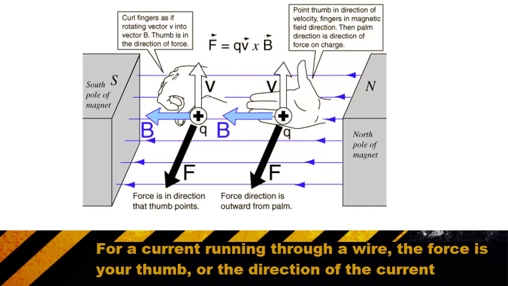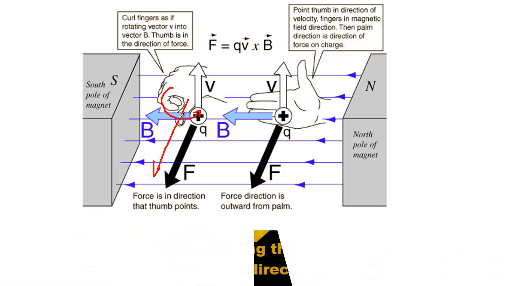When a magnetic field is created by a current going through a wire, your fingers still represent the direction of the field lines. However, the field lines continuously curl around the wire, and since the force is always perpendicular to the field lines, your thumb has to indicate the force.